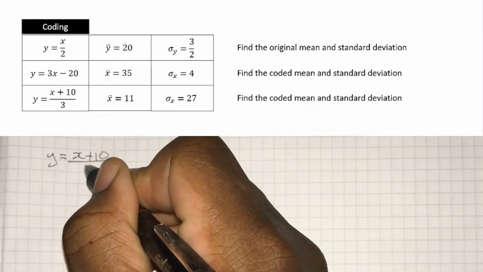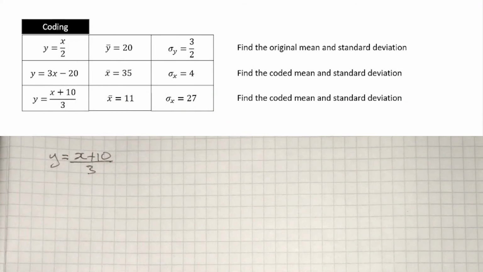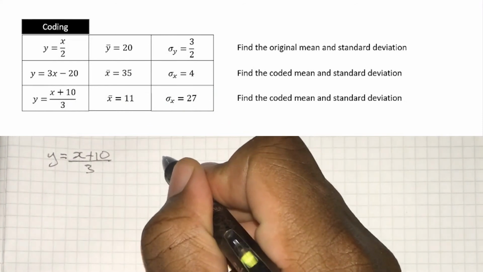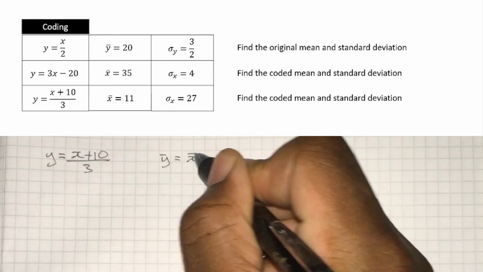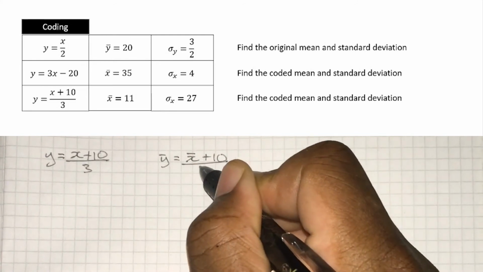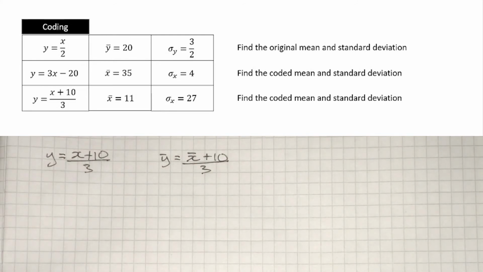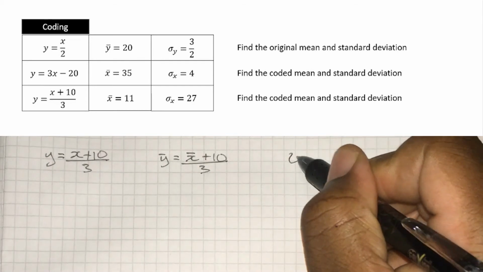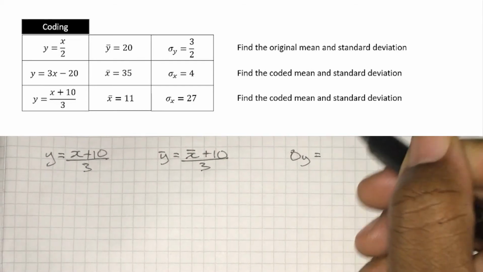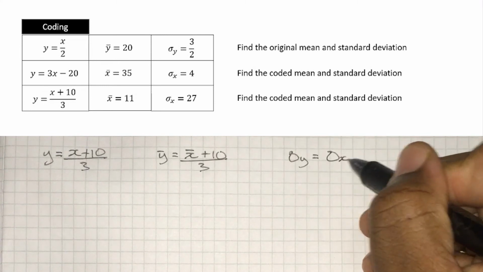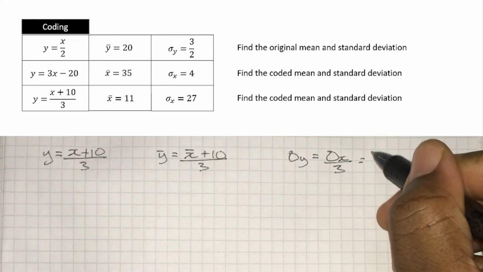Okay, so we've got some fractions involved here. Y equals x plus 10 over 3. Rewrite that for x bar and y bar. So y bar equals x bar plus 10 over 3. Quite simple. For the standard deviation, we can ignore the addition of the 10. So sigma y equals sigma x over 3.